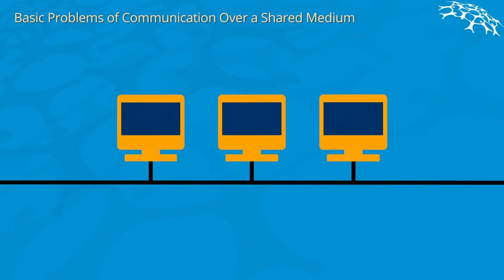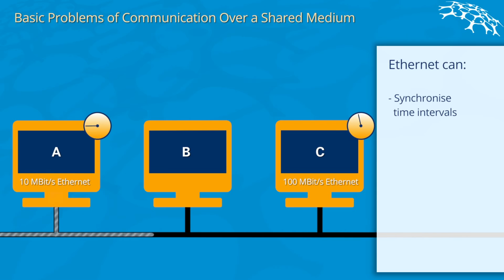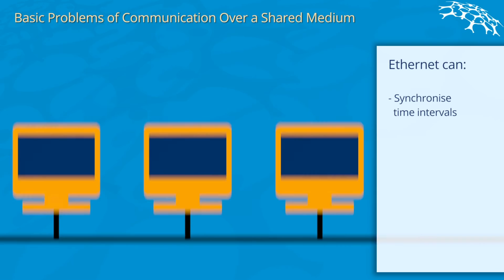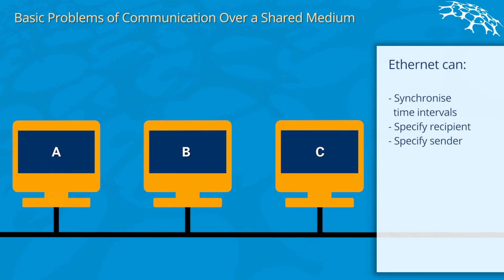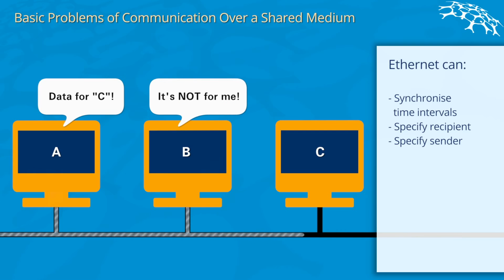So what Ethernet can do is synchronize time intervals. Let's assume computer A sends data at, let's say, 10 megabits per second, and computer C has an interface which allows 100 megabits per second. Ethernet as a protocol will be able to synchronize the clocks between those two devices. Also, it can specify the recipient and the sender. So if A wants to send data to C, computer B will know, oh, this data is not for me, and computer C will know, oh, this data is for me.